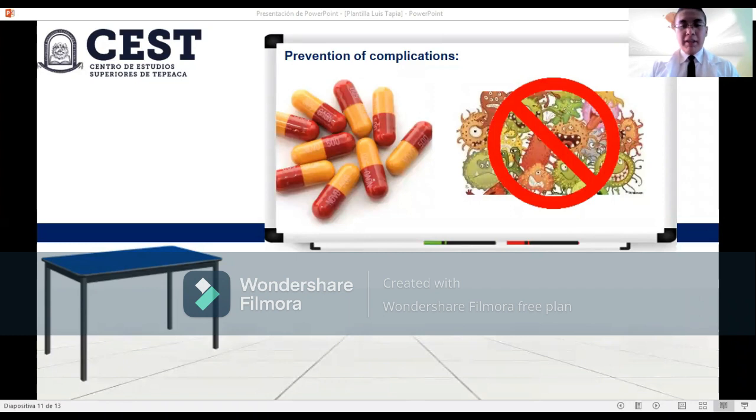Likewise, for the prevention of complications due to appendicitis, correct prophylactic management with antibiotics is recommended. This is to avoid secondary infection or sepsis as a result of surgery or the presence of intestinal perforation in severe cases of appendicitis.